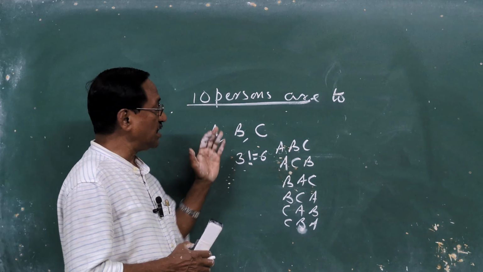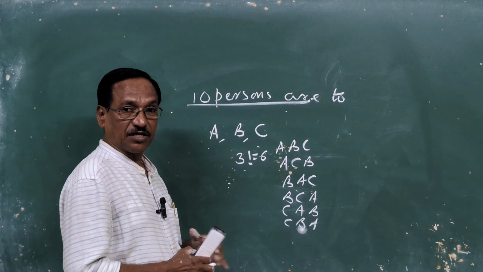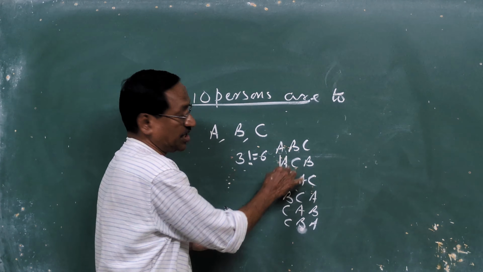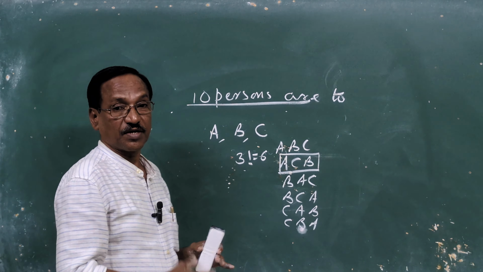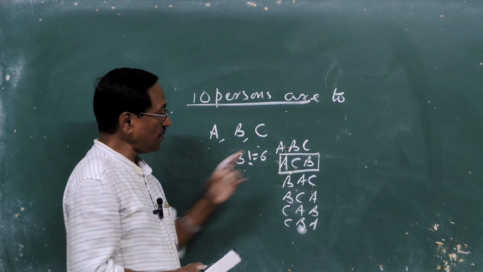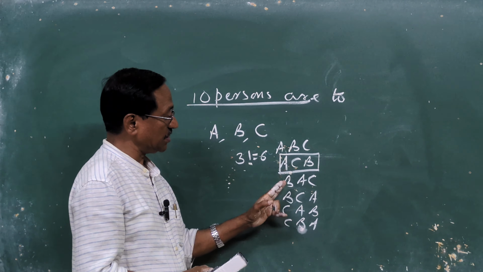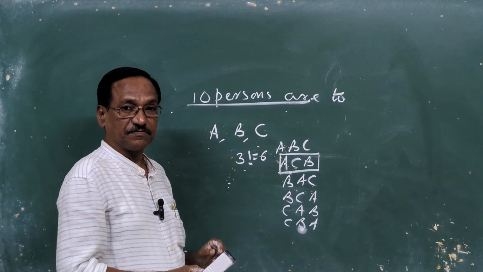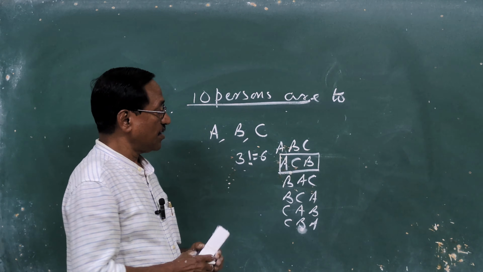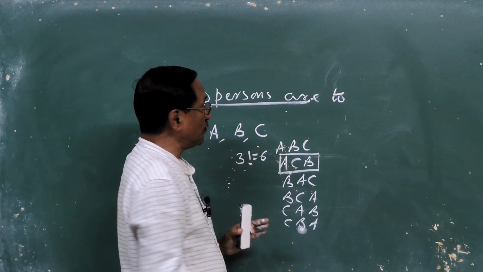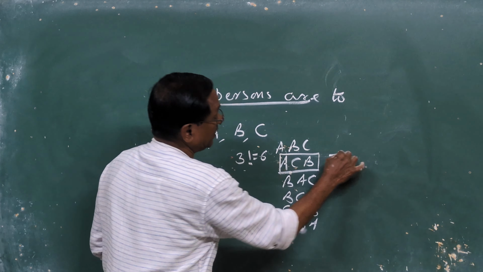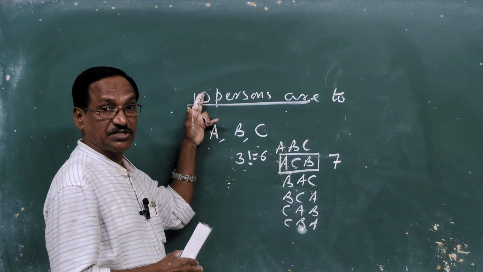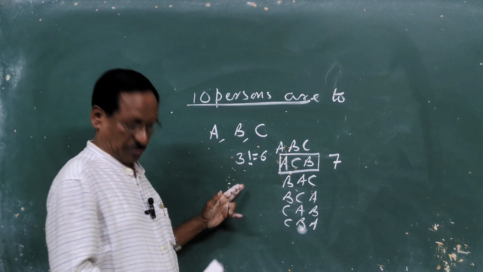Now, since we want these 3 things always together, let us consider the group of these 3 as a single letter, as a single unit, whether it is A, C, B, or A, B, C, or B, A, C. We can consider it as a single unit. Then, considering this as a single unit, 7 other persons are also there. Among these 10 persons, 3 persons are to be together.